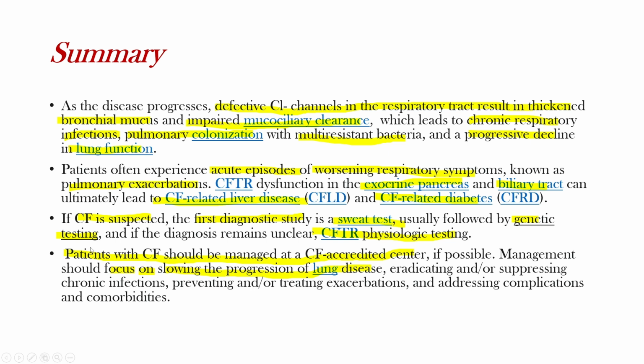Patients with CF should be managed at a CF-associated center. In these centers, we will have a couple of specialists, because CF can cause disease in more than one system, so we will need more than one specialist to treat it.